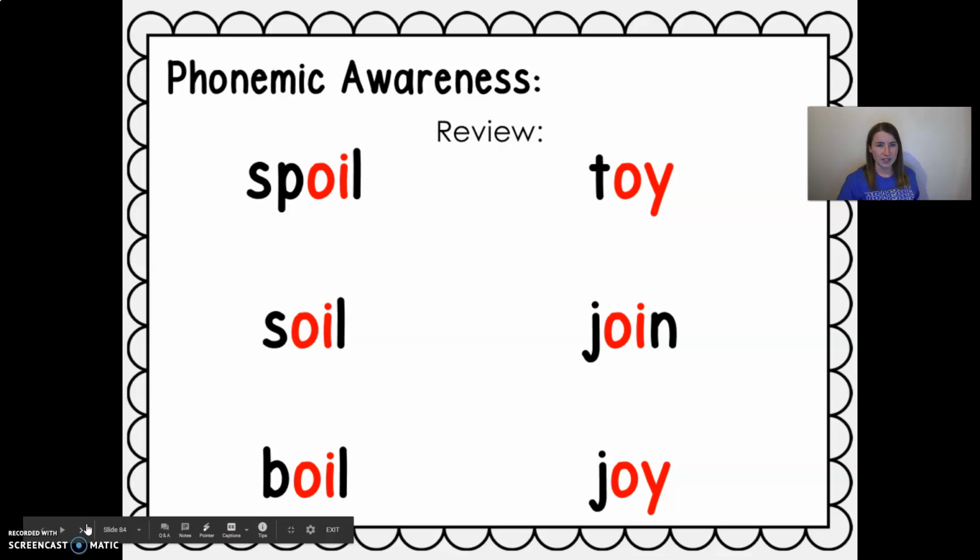Alright. Let's look at these words. We have spoil. We see the O-I in the middle. Then we have the word toy. We have the O-Y at the end. Then we have soil. Where's the O-I at? It's in the middle. Then we have join. Where's the O-I at? Right, it's in the middle. Then we have boil. Right, we have the O-I in the middle. And then we have joy. We have the O-Y at the end.